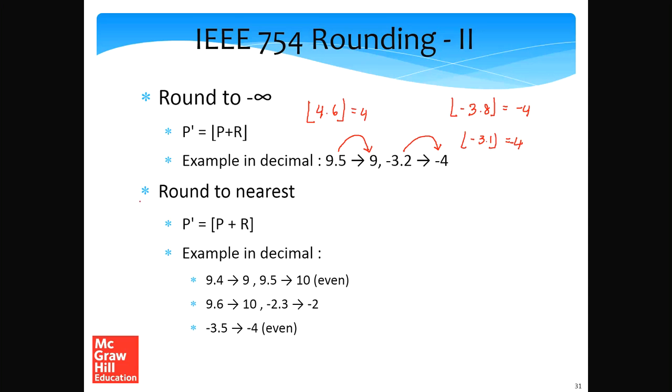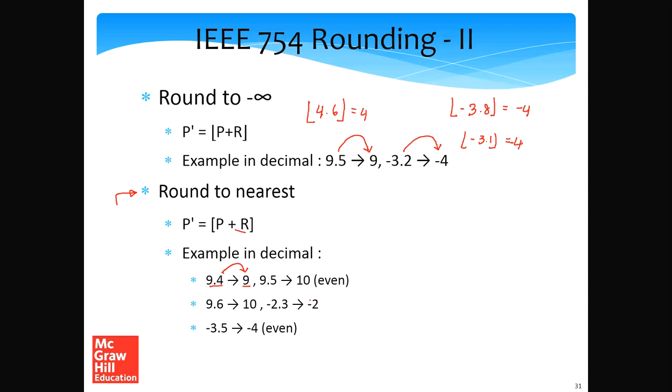Now we will discuss a slightly more sophisticated mechanism, which is also more popular. In this case, p dash is equal to p plus r, so actually some function of p plus r. It's called the box function, but we'll discuss this function in detail. What we'll do is round it to the nearest integer. It's called round to nearest. So 9.4 will become 9, and 9.6 will become 10. 9.4, the nearer one is 9, and 9.6 will become 10.